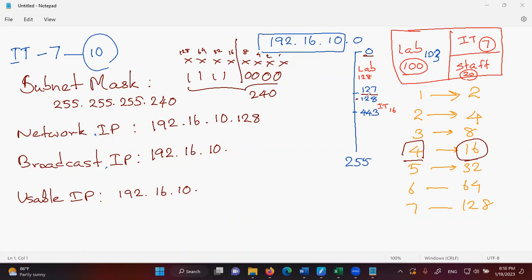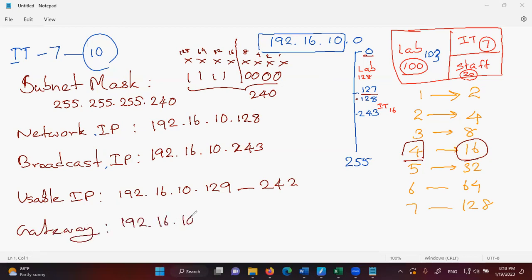So the last one is 143. Usable range from 129 to 142, with the gateway, for the IT room.